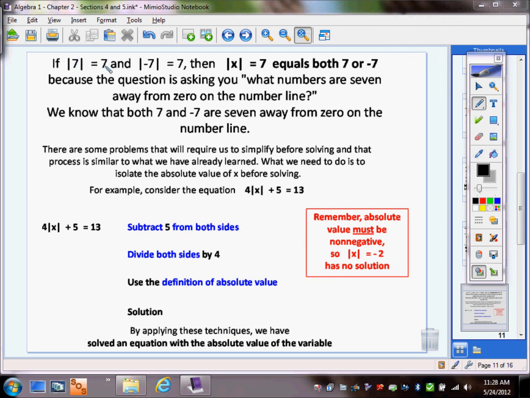The absolute value of 7 is 7, and the absolute value of negative 7 is 7, right? If I say the absolute value of x is 7, that means x could be either this 7 or this negative 7, couldn't it? So anytime you have an absolute value of x, you have two answers.